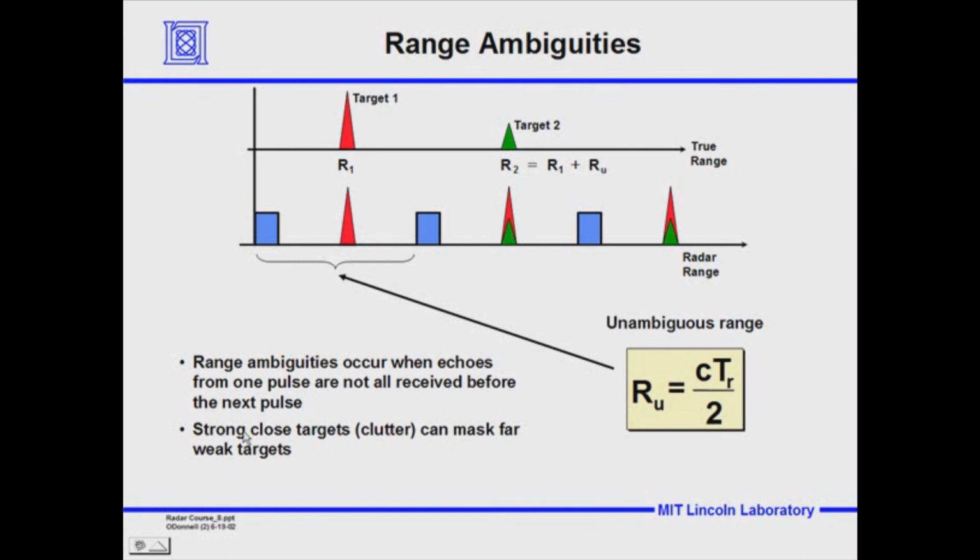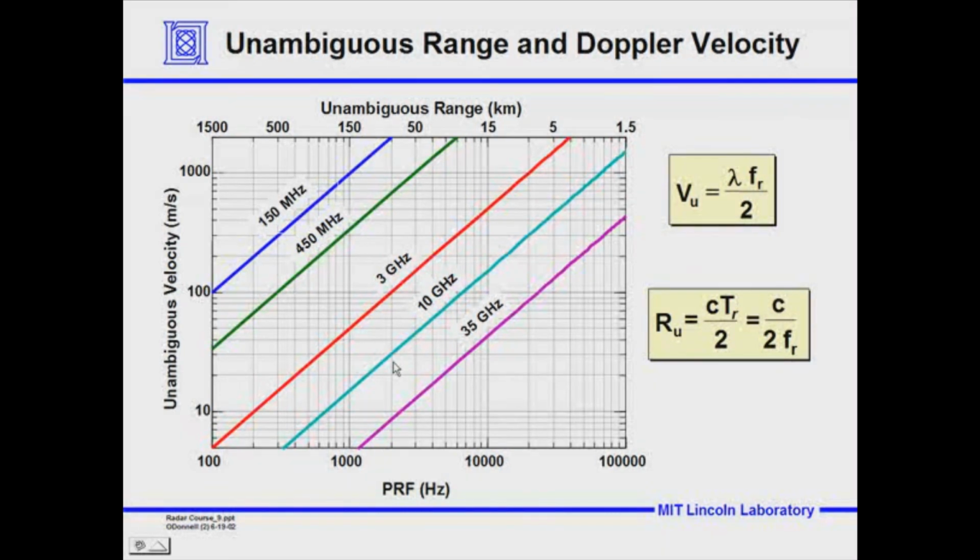And what that means is close targets, say this was clutter, can mask weak, far-away targets that we want to see. And that gives a problem. So we have an ambiguity problem in range. So we've had a discussion of the unambiguous range and the unambiguous Doppler velocity.